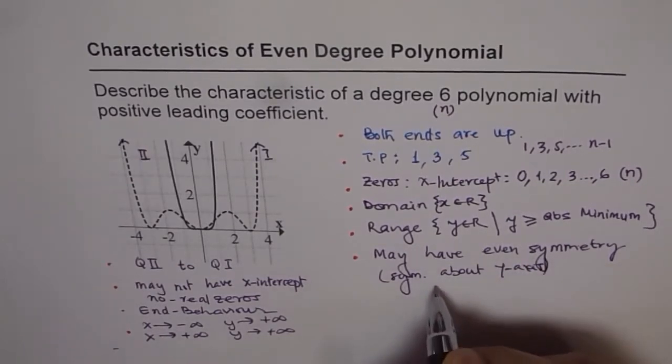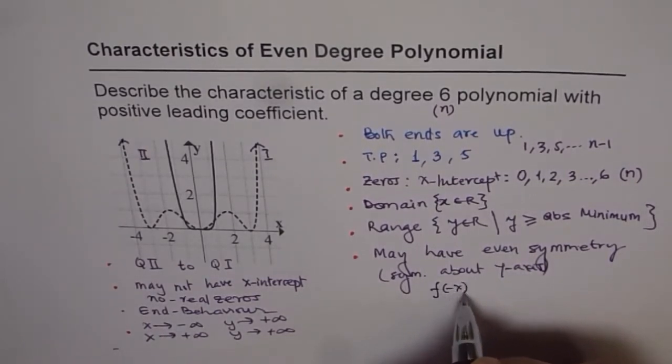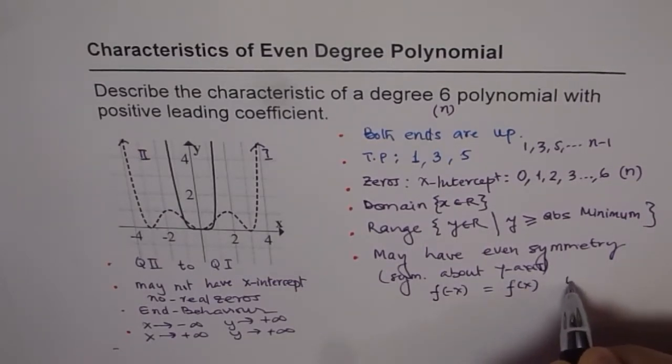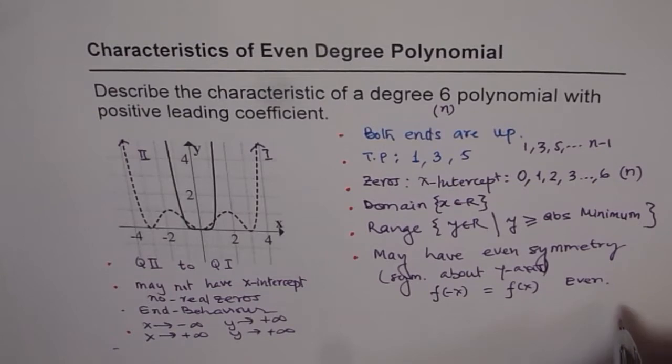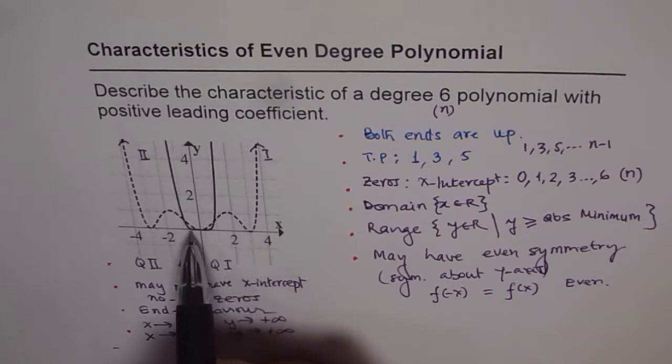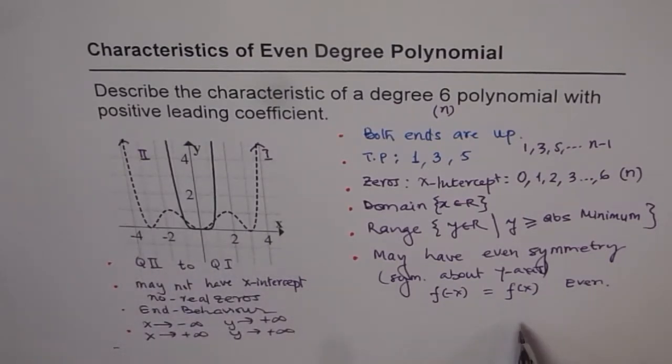And mathematically, you try to find f of minus x, and if you get the same as f of x, then we say that the function is even, right? So that is possible. And I have given one specific graph, which is degree 6, and it has even symmetry, right? So there is a possibility. So not every polynomial of degree 6 will be even, right? It is even degree, but not even symmetry.